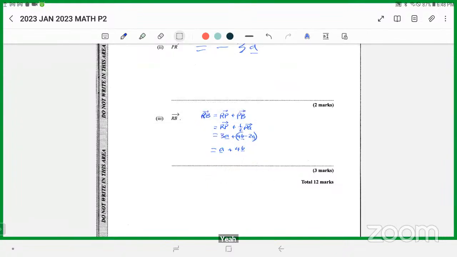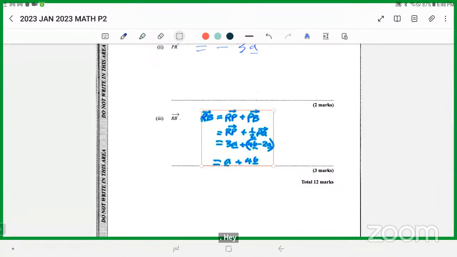Sir, can you do the wages question? Wages question. All right.